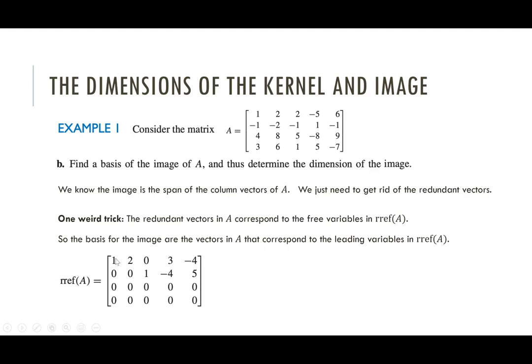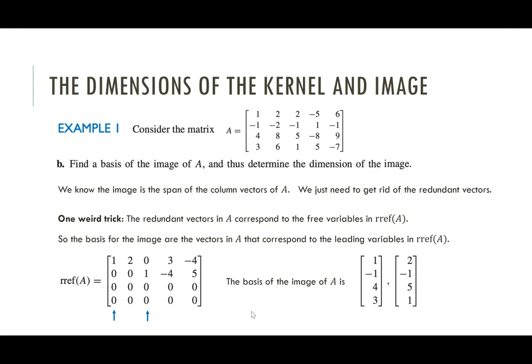The leading variables correspond to the first and third columns. And so this means that the first and third column vectors of A are going to be the basis of the image. So in one sense, this is an easy test to perform. It's kind of easier than finding the kernel, especially if you're having a computer compute reduced row echelon form for you.